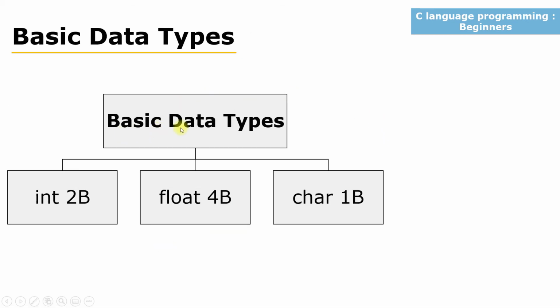Now coming to the basic data types in C, which are int, float and char. The int data type occupies 2 bytes. It means 16 bits. The float data type occupies 4 bytes. That is 32 bits. 1 byte means 8 bits, so 4 into 8 is 32 bits. The character data type will take 1 byte. 1 byte means 8 bits.